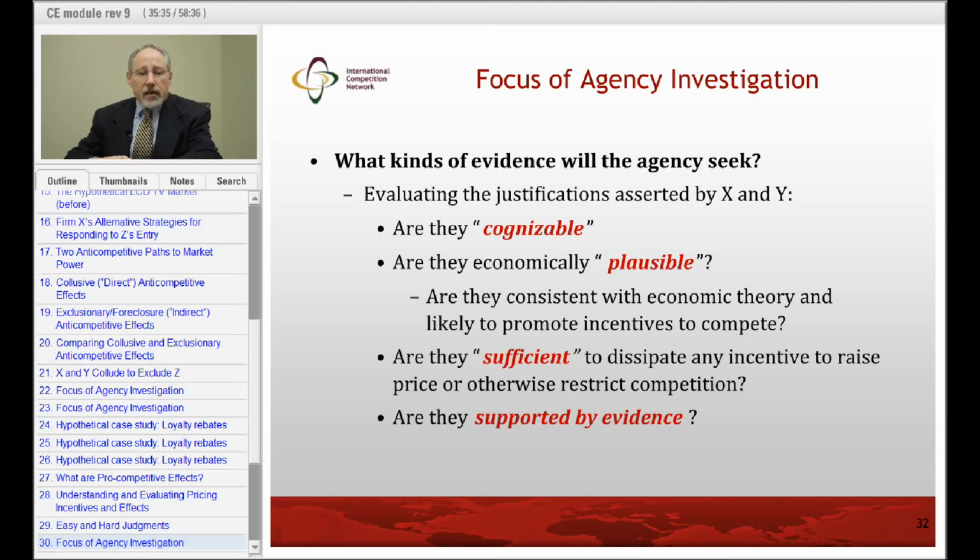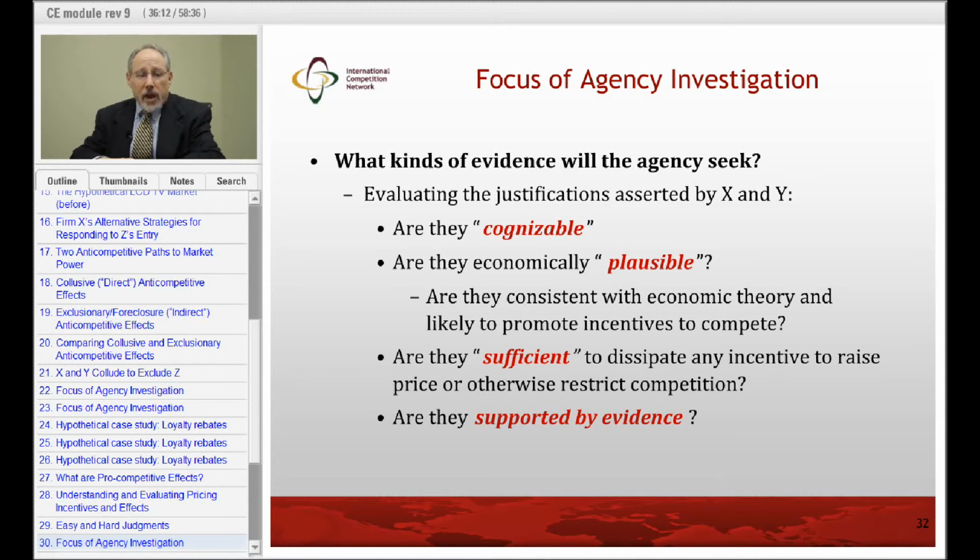Finally, let's think about how the agency is going to approach this question of pro-competitive effects. What kind of evidence will it be looking for as it evaluates the justifications being offered by X and Y? Well, first, it may consider whether those justifications are really even cognizable or recognizable as sufficient justifications for anti-competitive conduct. If their investigation so far suggests that the conduct may indeed lead to anti-competitive effect, what kinds of justifications might tend to dissipate the incentive to raise price?